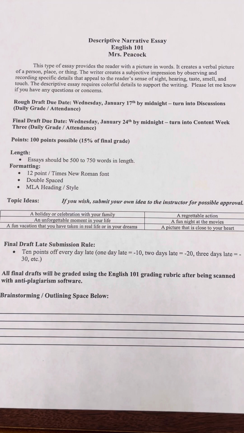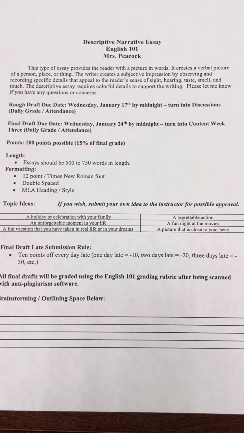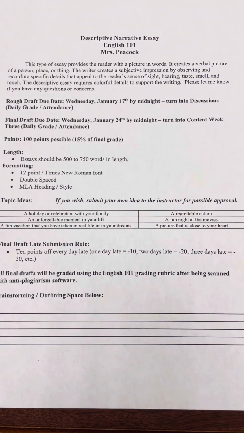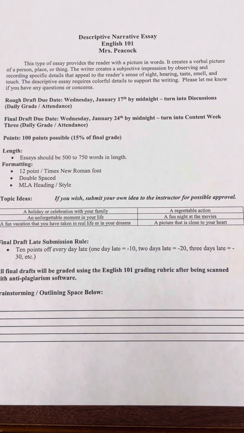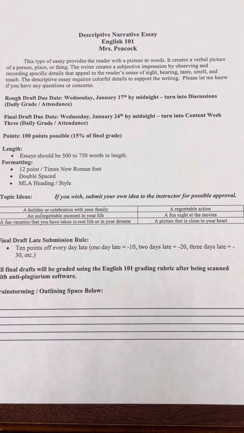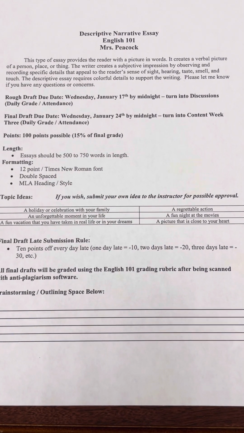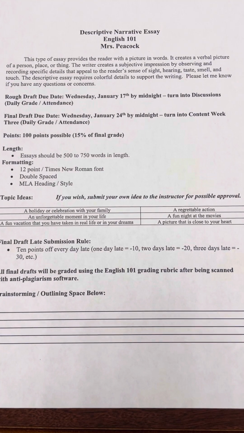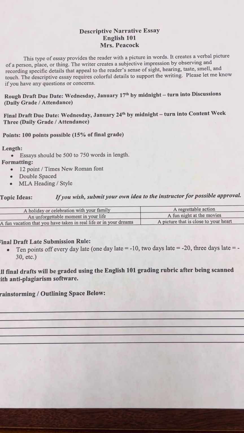So for the descriptive narrative essay, this type of essay provides the reader with a picture in words. It creates a verbal picture of a person, place, or thing. The writer creates a subjective impression by observing and recording specific details that appeal to the reader's sense of sight, hearing, taste, smell, and touch. The descriptive essay requires colorful details to support the writing. Please let me know if you have any questions or concerns.